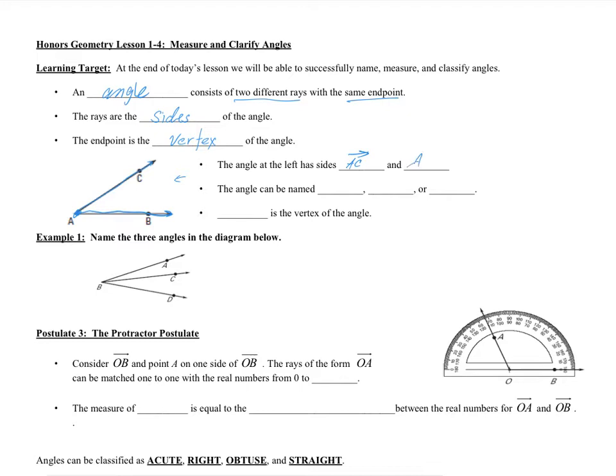and ray AB. The angle can be named in three different ways. We have angle A, angle CAB, or angle BAC. A is the vertex of the angle.